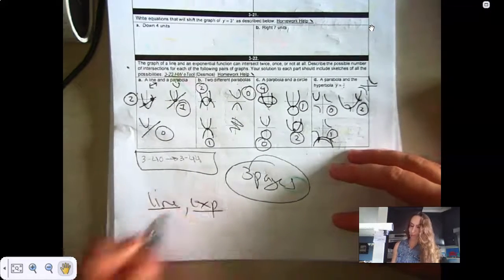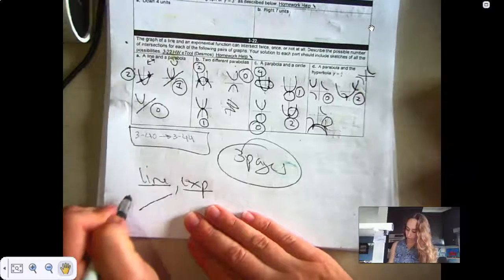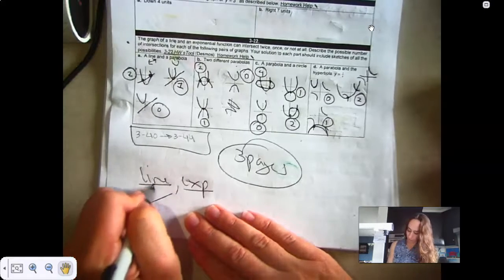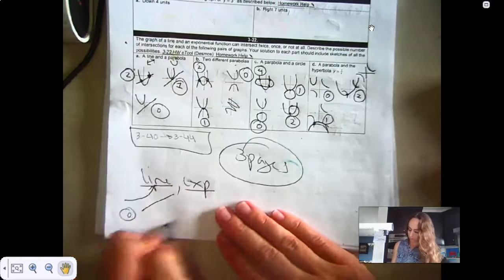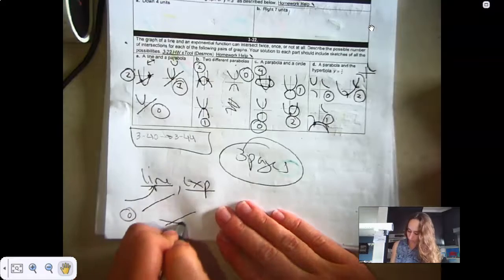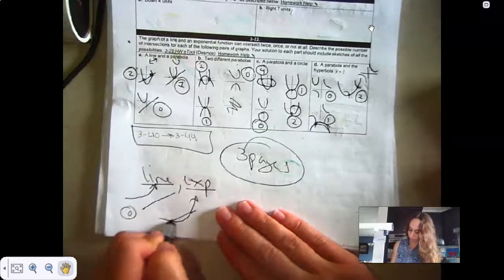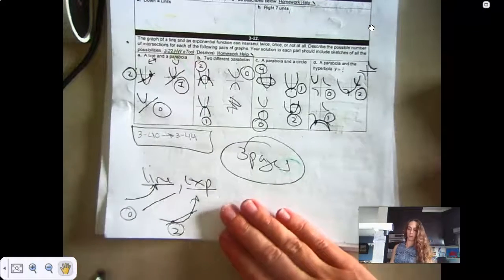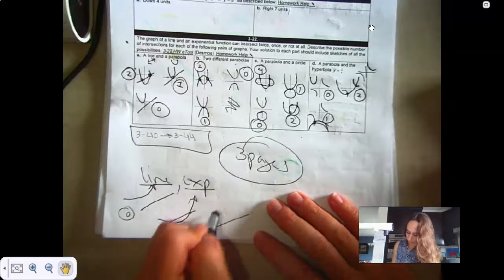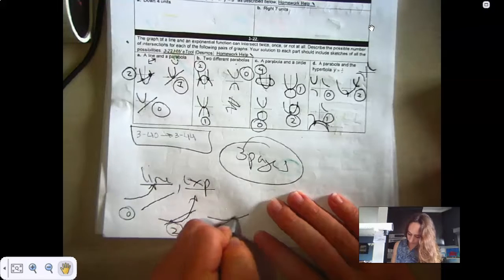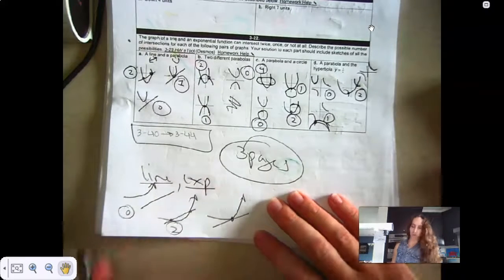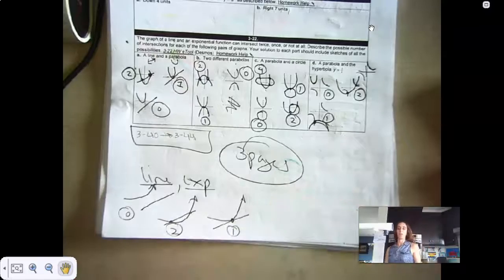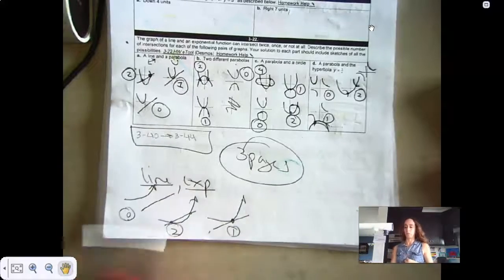So if we did a line and an exponential, one option could be this. They don't touch at all. It could also be this, which is they touch twice, okay? And then probably another option is they touch once. And that's not really pretty, but you get the idea. So we've got to decide if they don't touch at all, they touch once, or they touch twice.